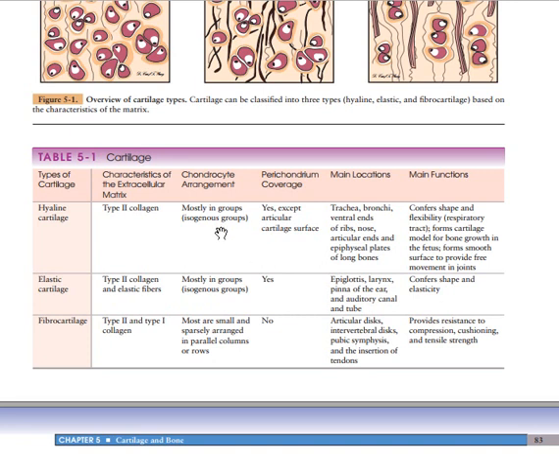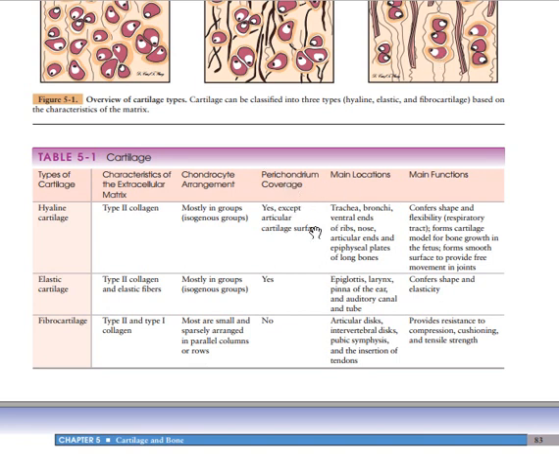Now, chondrocyte arrangement. In hyaline cartilage the chondrocyte arrangement is mostly in groups called isogenous groups. In elastic cartilage the chondrocytes are also in isogenous groups, and then in fibrocartilage the chondrocytes are mostly small and sparsely arranged in parallel columns or rows. So sparsely arranged in columns or rows. As you can see here, they are in columns, but they can also be present in rows.